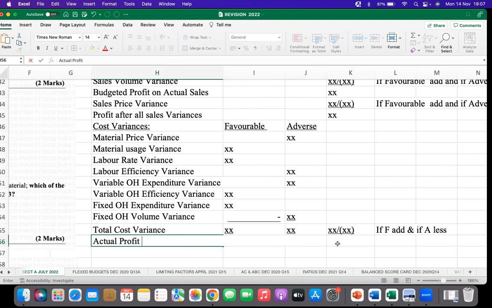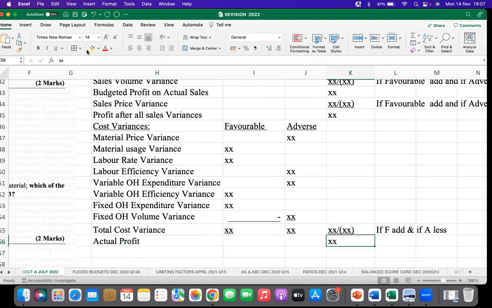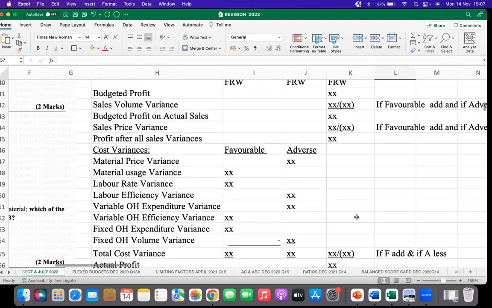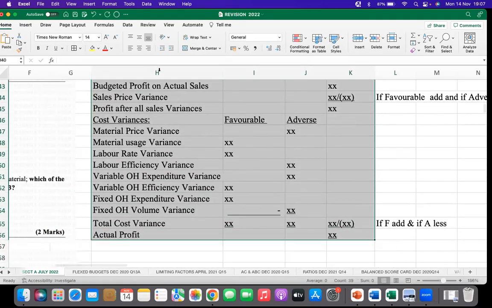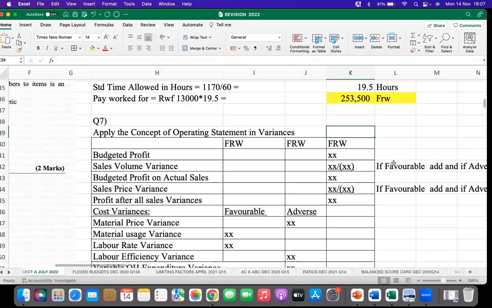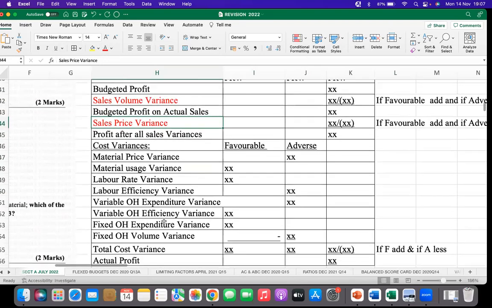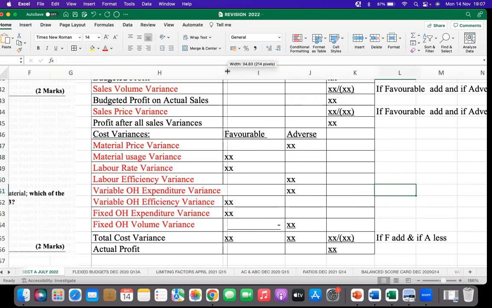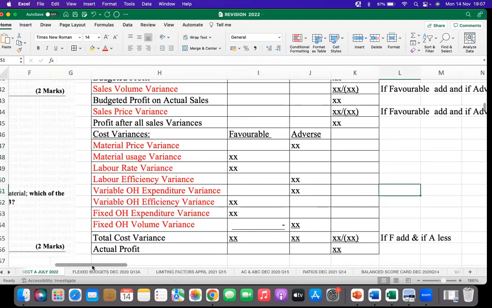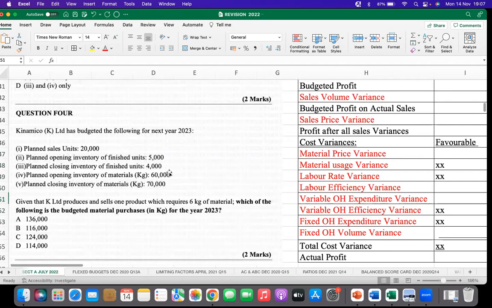So this is what is called an operating statement. And to be specific, it is an operating statement using absorption costing, but I don't have time to explain the difference. Which means you should know the formula of sales volume variance, sales price variance, and all these variances. Let's hope on Thursday we will look at questions on variances, not today. Today, there are other topics we want to cover. I've just mentioned that because we have covered that question.